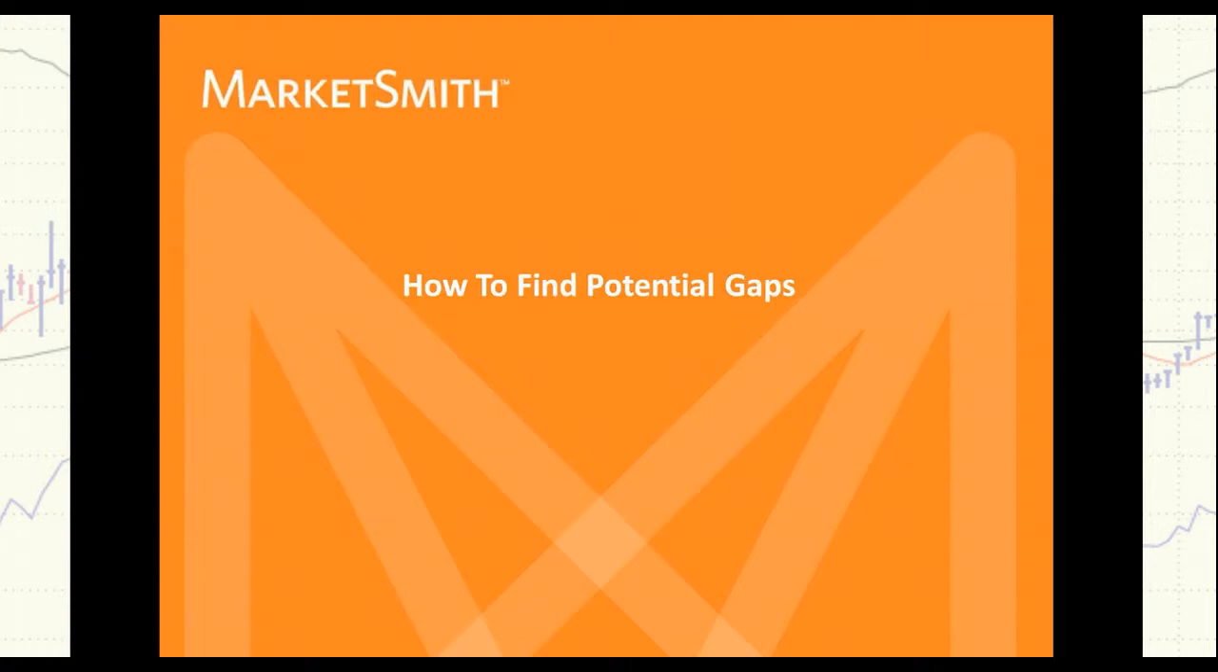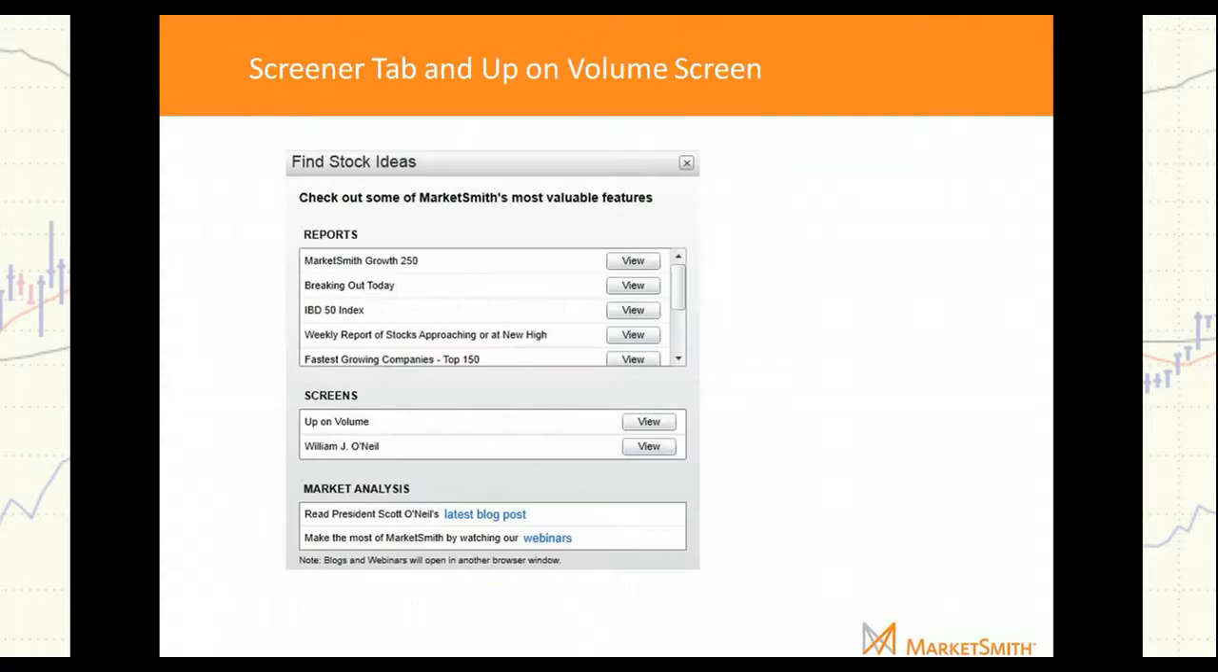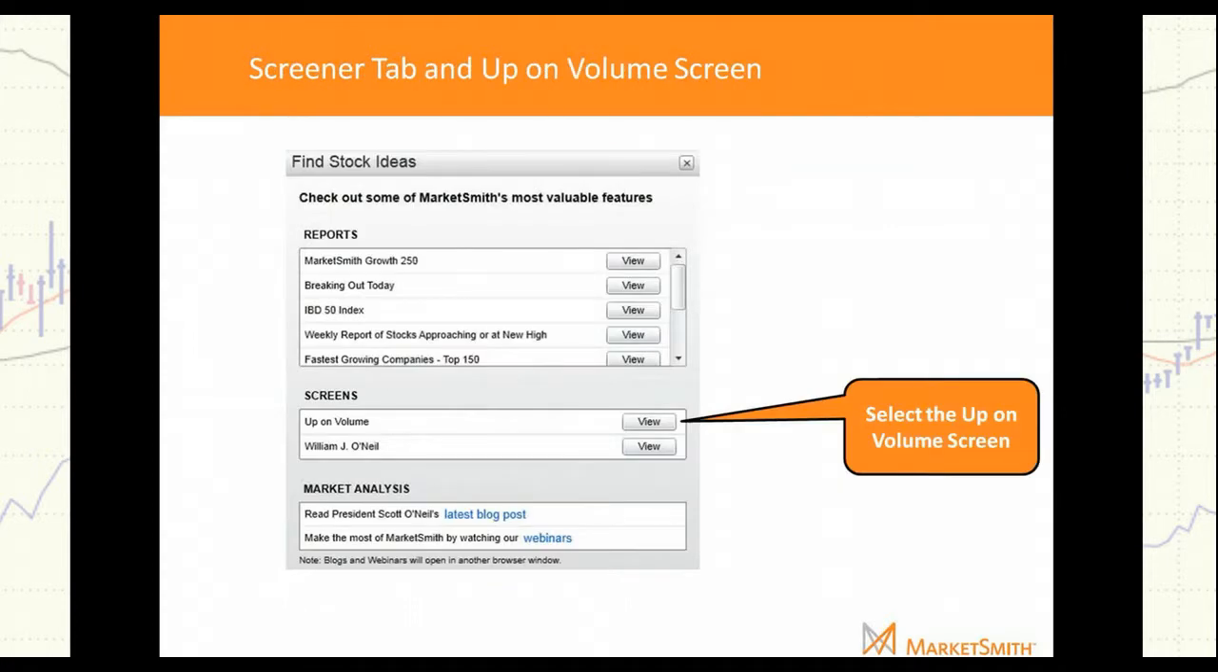Okay, so now how do I find these potential gaps? Really, I keep it very simple. I click on this Stock Ideas button on the top right-hand side. Now if you haven't started using this Stock Ideas button yet, just start using it. This makes everything so much easier in MarketSmith, and I'm clicking on this all the time. So I just click on this Stock Ideas button, and then I just click on the Up on Volume screen.